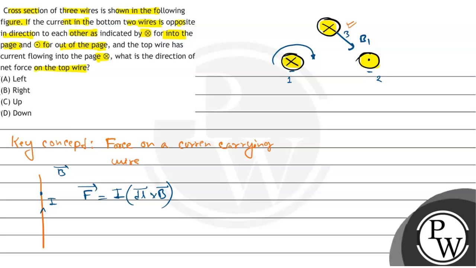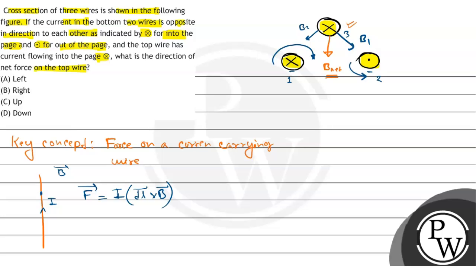And if we see wire 2, then the magnetic field is like in this direction, because the current is flowing out of the plane. So due to wire 2 on wire 3, the magnetic field will be like this. Let's say this is B2. So the net magnetic field on wire 3, that is the top wire, let's say this is B net, is in the same plane but acting downwards, right?